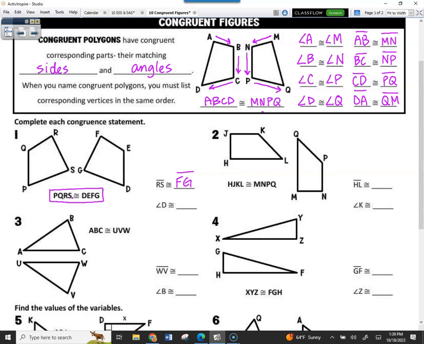All right, now it says angle D is congruent to angle P. I would like you to complete numbers 2, 3, and 4 right now.